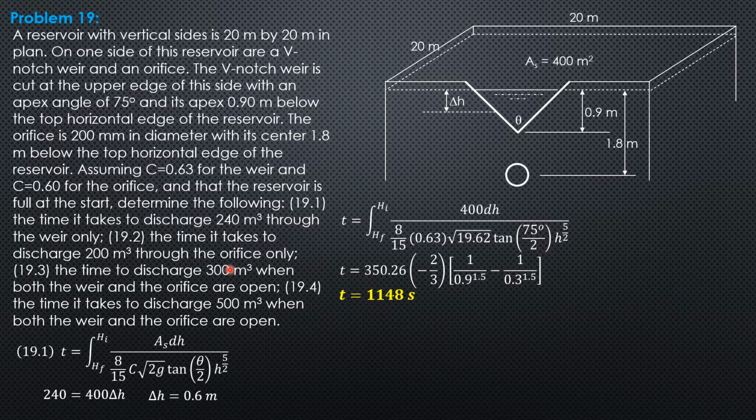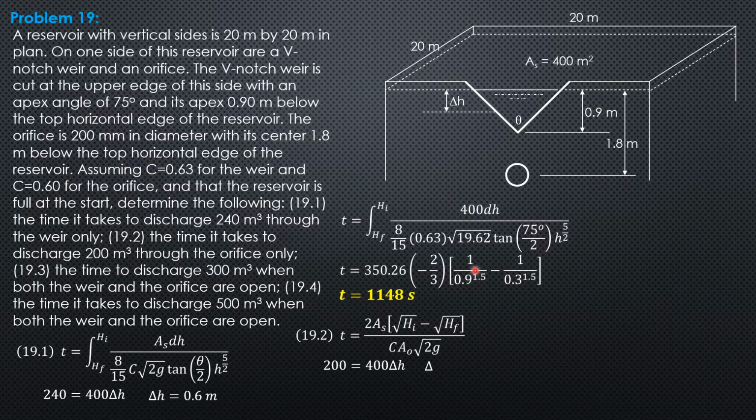And for the second part, the time it takes to discharge 200 cubic meters through the orifice only. Formula for the orifice is 2 area S quantity square root of HI minus square root of HF over C area O square root of 2G. Remember that HI for the orifice is not 0.9 but rather 1.8, while HF will depend on delta H also.